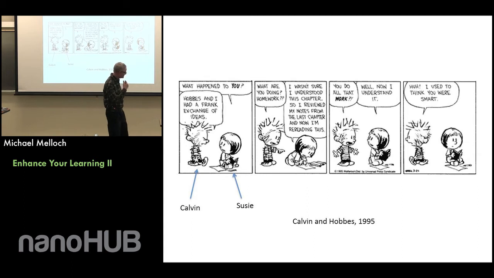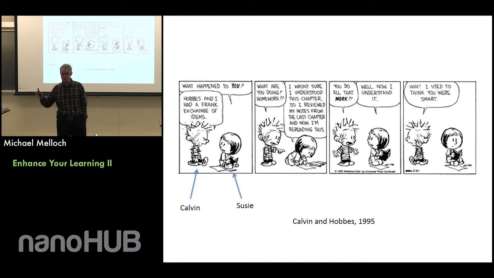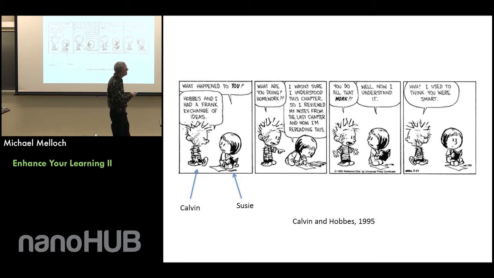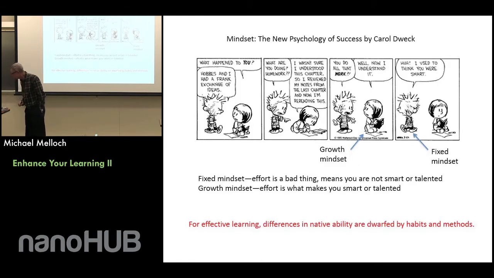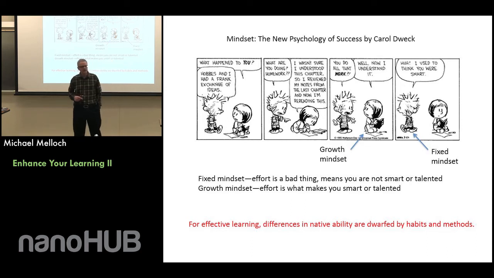Here's a Calvin and Hobbes cartoon where Calvin comes up to Susie and asks her what she is doing. She said, I was having trouble with the homework, and she explains all the things she was doing to learn the material, to be able to do the homework. And Calvin goes, you do all that work? And she goes, well, now I understand it. And he goes, I used to think you were smart. So Carol Dweck is a researcher at Stanford, and she refers to these as a fixed mindset and growth mindset. Calvin has a fixed mindset. Susie has a growth mindset.